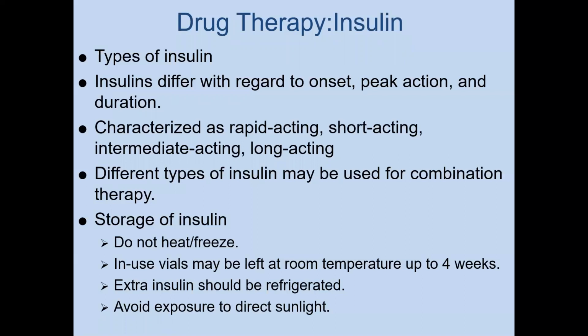And there's a variety of insulins. They differ with respect to their onset, their peak action, and their duration. So we look at typically rapid acting, short acting, intermediate acting, and long acting. And often it's not just one kind of insulin we take, but it's a combination of a variety of insulins. We want to neither heat nor freeze it. We want to keep it in a vial that it comes in. It can be stored at room temperature for up to 4 weeks. If we have extra vials of insulin, they go in the fridge. We don't want to expose them to sunlight, but if you've got it on your bedside table or your counter, it's not that it's going to degenerate immediately.